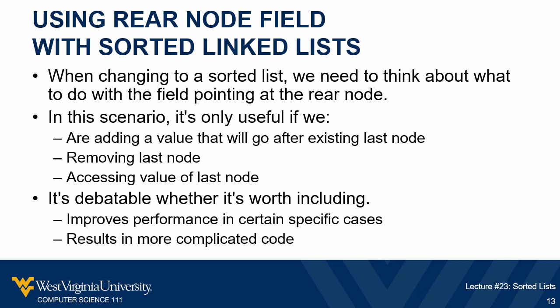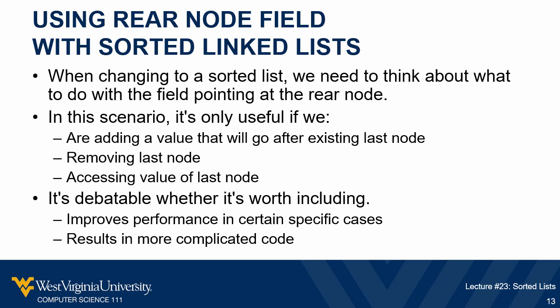If we're trying to remove the last node, we can get some advantage from it. Or if we're trying to access the value of the last node, we can get some advantage from it. Again, this really all boils down to how we actually implement our methods for get and remove and add in order to really see a benefit from this. So it's entirely possible that there can be zero benefit at all from including the rear node field.